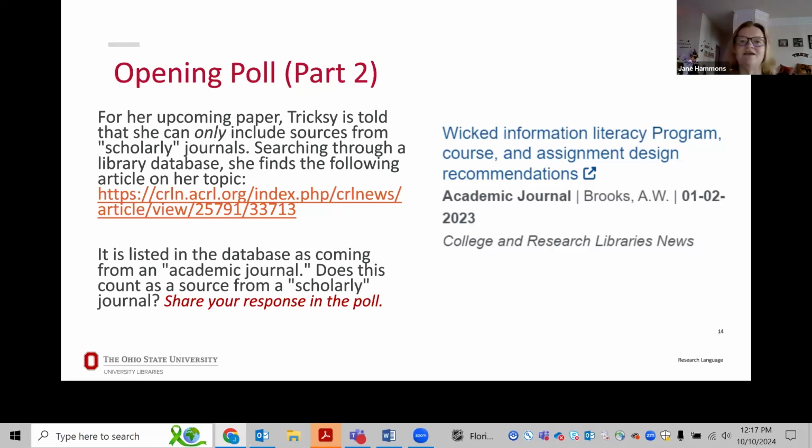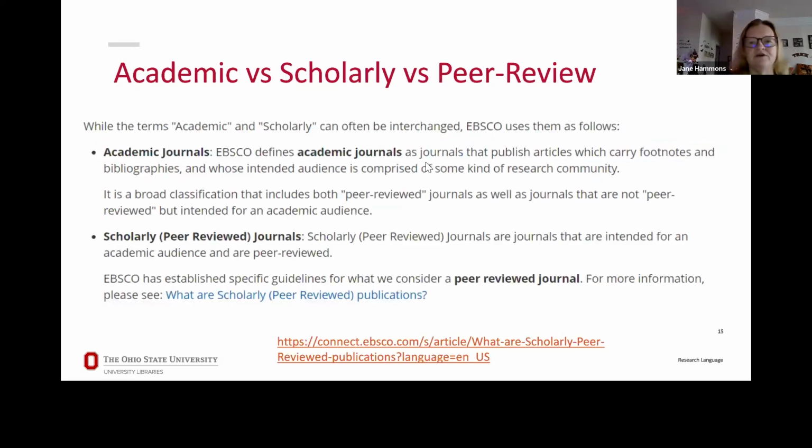You might be interested to see how EBSCO would classify this, or what they say about the distinction between academic and scholarly and peer review. You can see this information here. EBSCO uses the term academic more broadly. Academic is a broader category of articles that are intended for an academic audience or a research community of some kind.